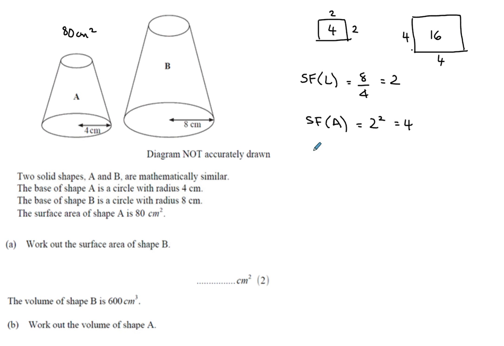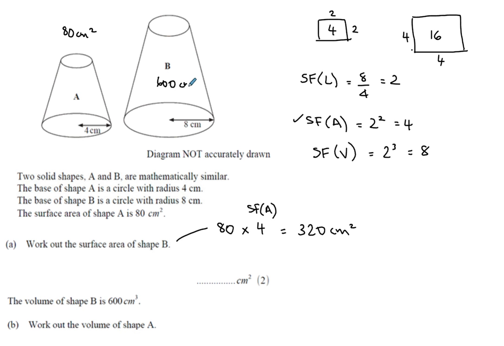Okay? And while we're at it, we'll just put the scale factor of the volume equals 2 cubed, which will be 8. Yeah, as easy as that. So if the surface area of shape A is 80, the surface area of shape B would be 80 multiplied by the scale factor of the area, which is 4. So that's scale factor of area, and you get 320 centimeters squared.